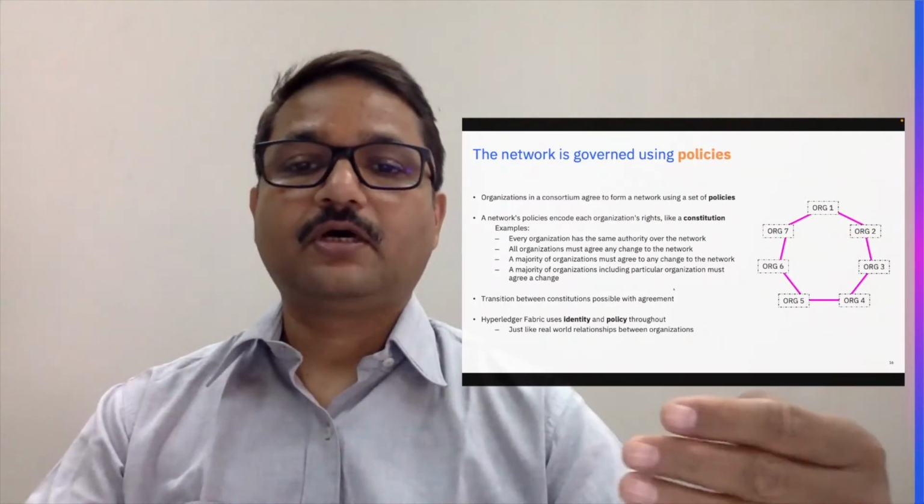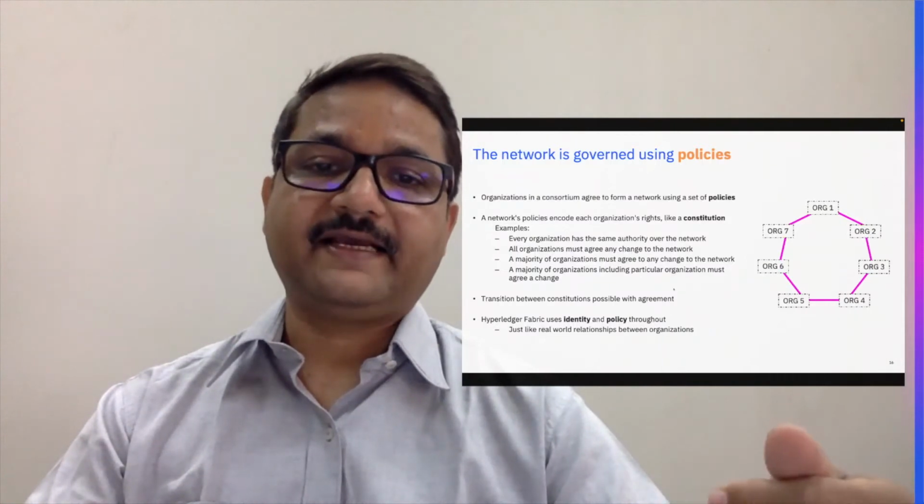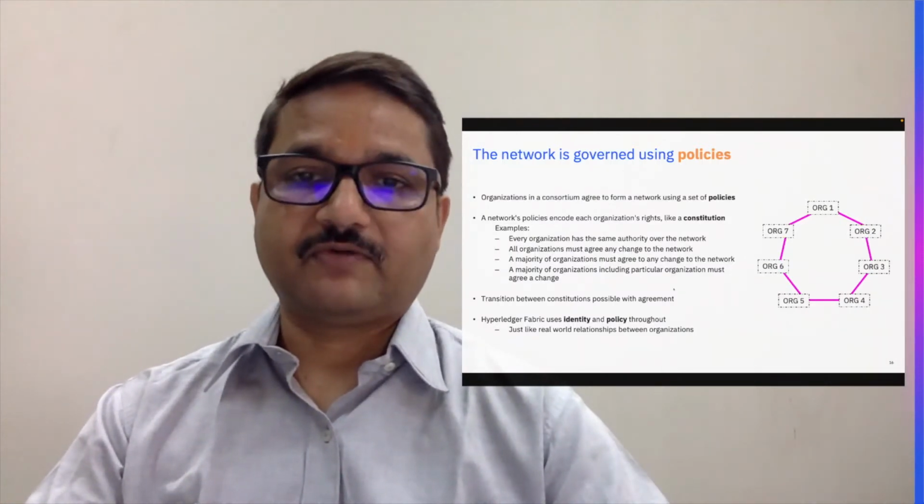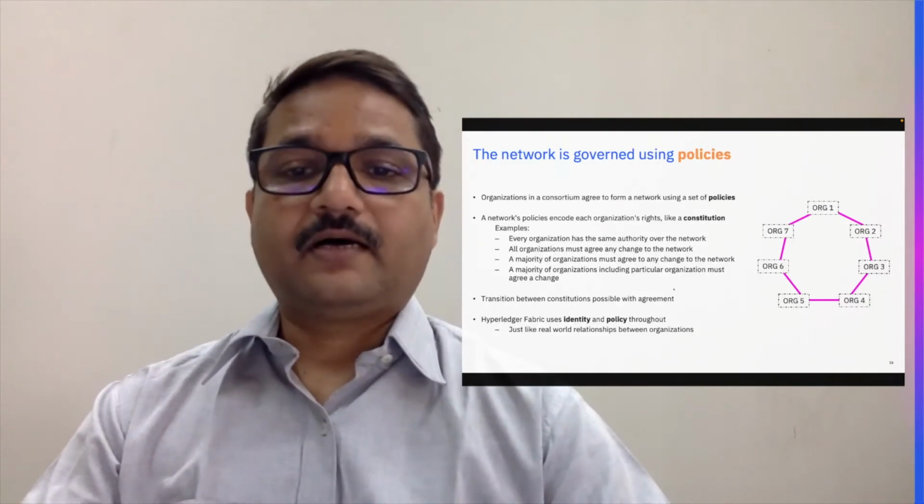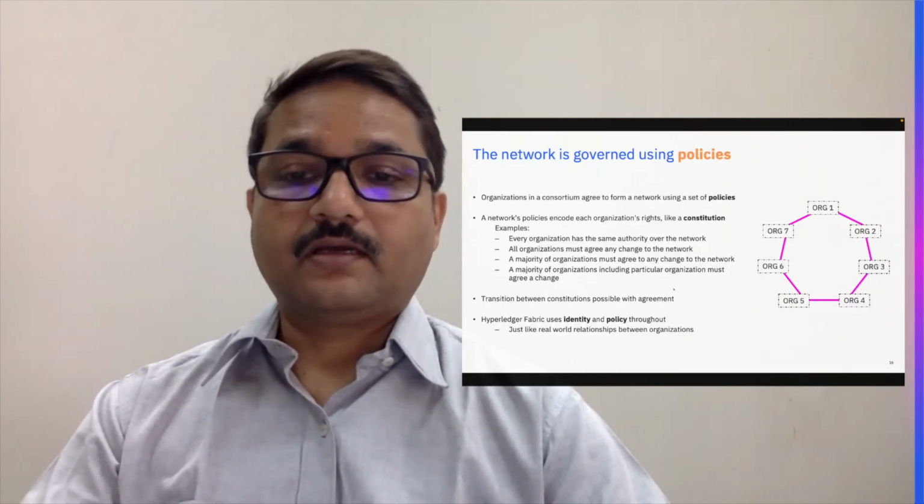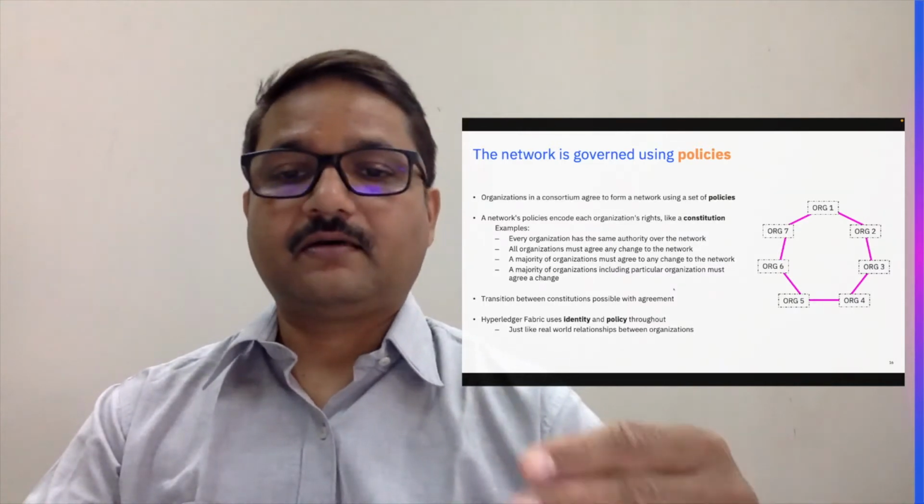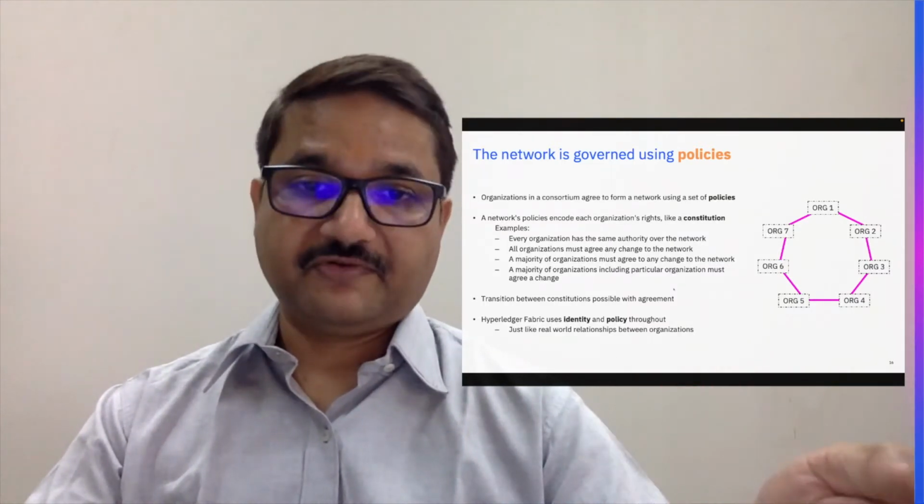You also encode what organizations must agree to if there has to be any change in the network, right? So you have to document that. And the transition between constitutions is possible with an agreement.